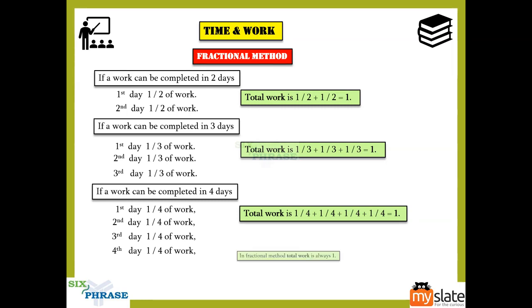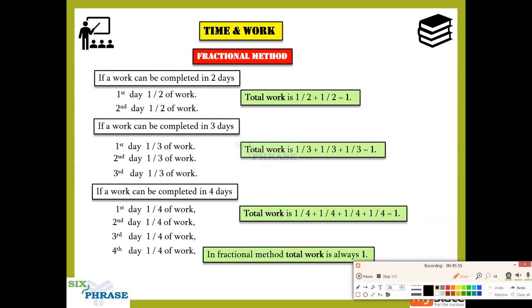This is an important thing, and I cannot stress enough the importance of you guys knowing that in the fractional method the total work is always 1. Okay, now why is this important? I'll tell you. In a problem they'll say somebody completed 5 by 12th of the work. Now you have to find the remaining work, and using that you will have to take it from there and move on and finally finish the problem. But to continue, you have to know the amount of work that is left.